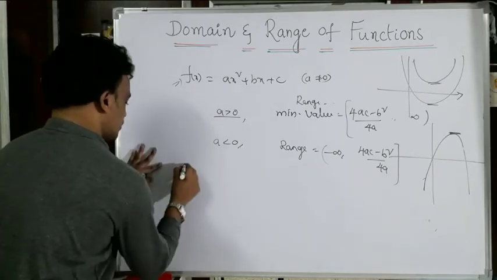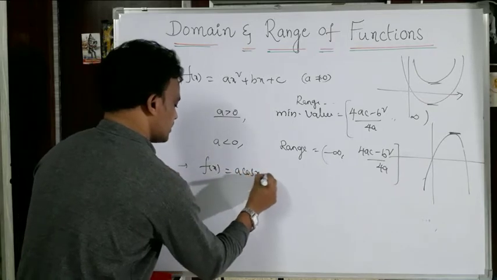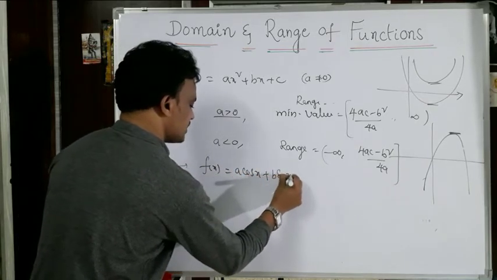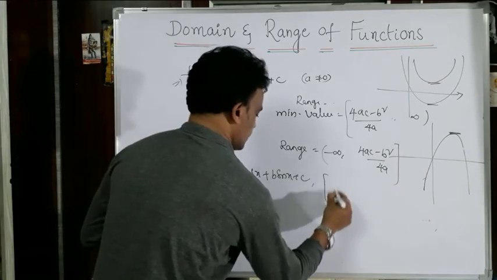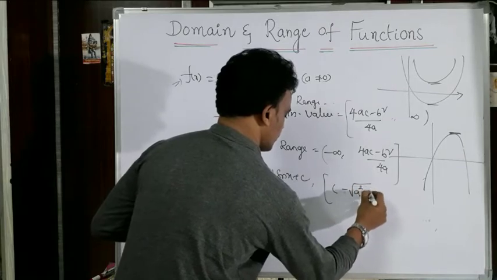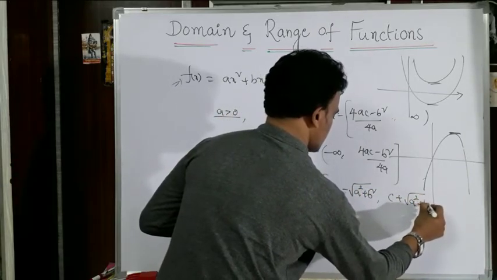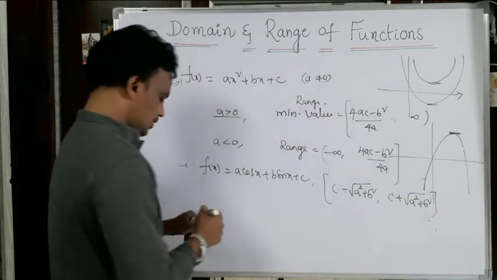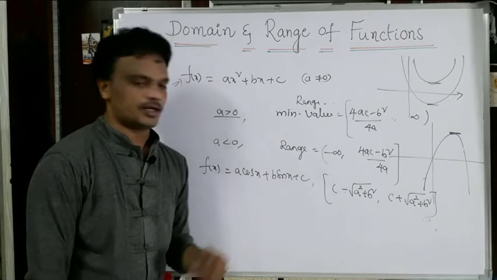Suppose, and you already know this one, f of x is a cos x plus b sin x plus c. So what is the range of the function? It is c minus root of a square plus b square, to c plus root of a square plus b square. Yes, so we already got this from trigonometry. So like this we will get the range of a function.